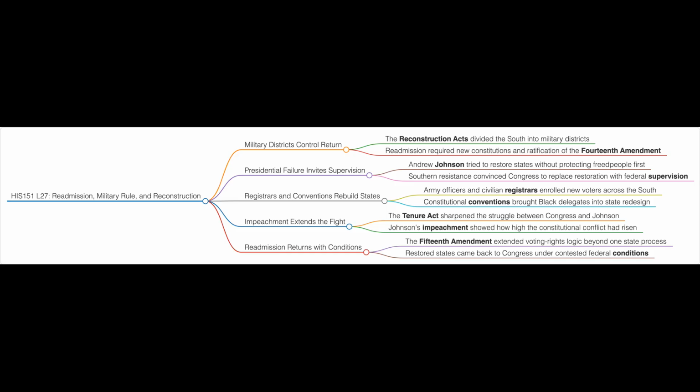Who controls readmission after Civil War? A president seeking quick restoration, or a Congress demanding new political terms?